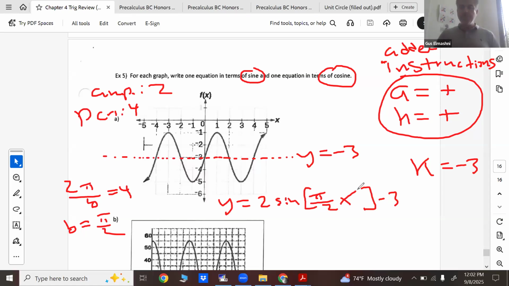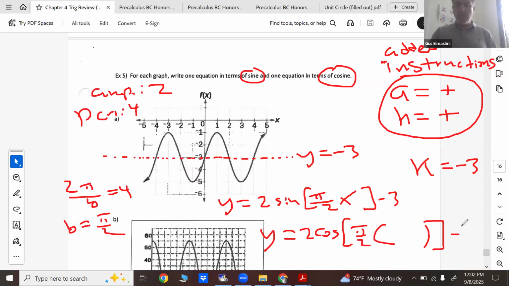That'd be valid. What if it is a cosine? We'll keep the same amplitude, same period, of course, same vertical shift. The only difference is going to be the h value. Cosine starts over here. So you can do x minus what? There we go, x minus 1, right? Correct.